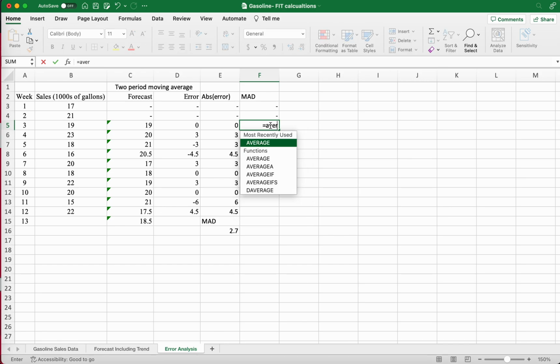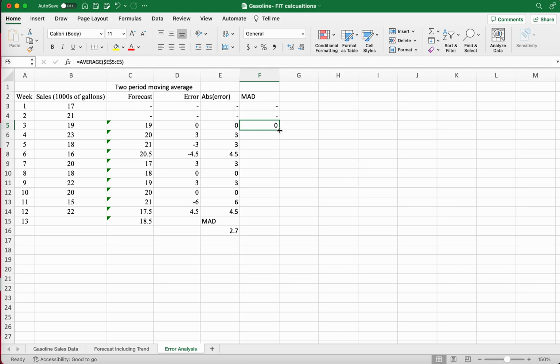So we'll say average of, and you still have to calculate the absolute error value, but you can keep a running total by saying average of, you always start here. I'm going to make that an absolute reference, but the ending point will change. The ending point will be E5 for right now, because we only have a single data point, so that is going to be 0. But when I copy this formula down, you'll notice that it became 1.5. Why? Because it is 3 plus 0 divided by 2. That's 3 divided by 2, that's 1.5. That's the average of the first two absolute error values.